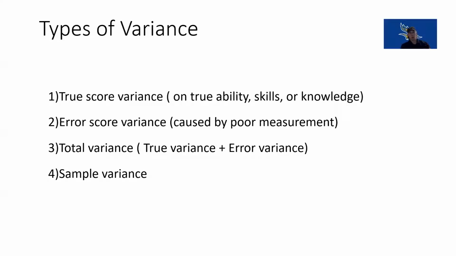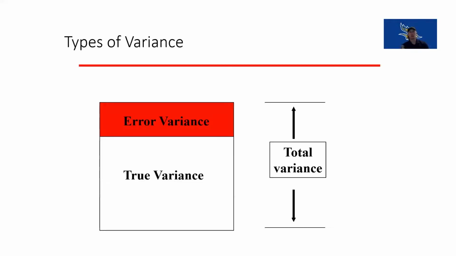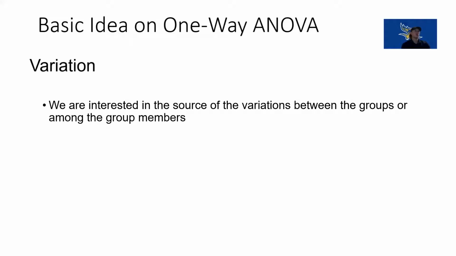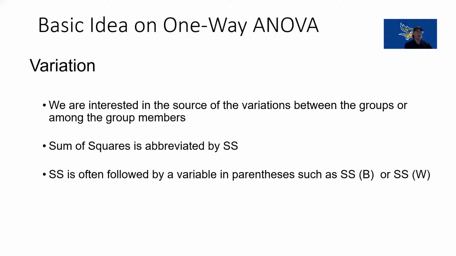Okay, we know that ANOVA, analysis of variance, is taking into account the variance and where the variance is occurring. So we have our different types of variance. We need to find where that variance is occurring and why, or if there's a difference in these groups, because there are different forms of variation. So we're interested in the source of the variation between the groups.